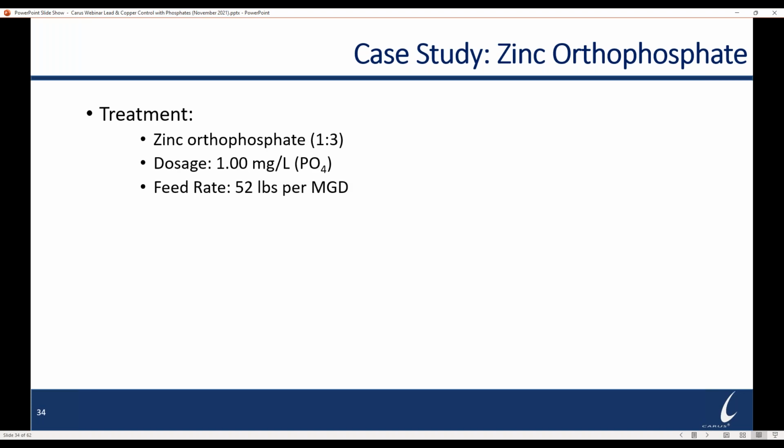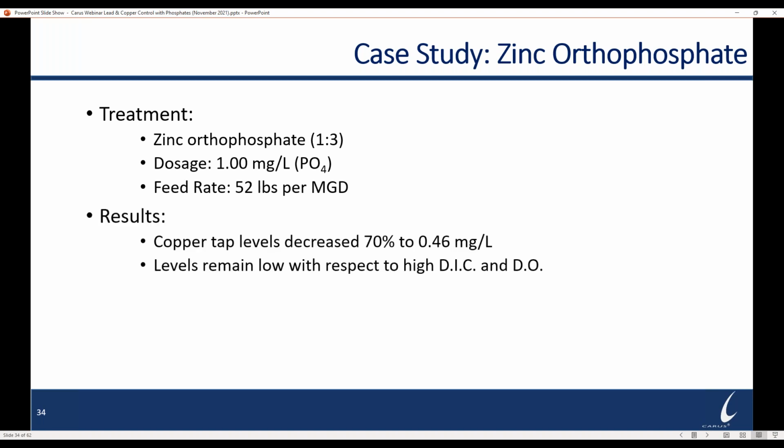What they chose was a zinc orthophosphate, and it was a 1:3 ratio. So they were targeting 1 part as orthophosphate and roughly 0.33 as zinc in the system. They started feeding that system, and over the course of a year, the copper TAC levels decreased 70% from their first draw samples. So they dropped from 1.52 down to 0.46 milligrams per liter. So well below the 1.3 regulation with this treatment. The levels remained low with respect to the high DIC and dissolved oxygen in the system. So this was providing continued corrosion control at this target level of 1 milligram per liter for copper.